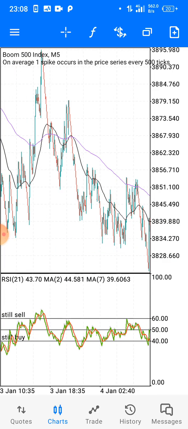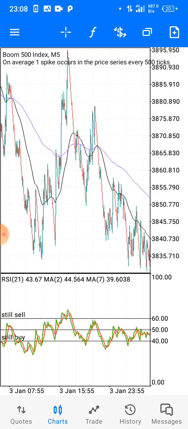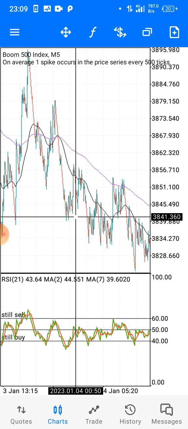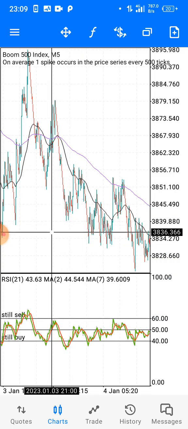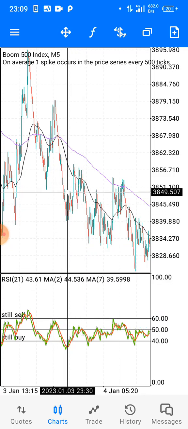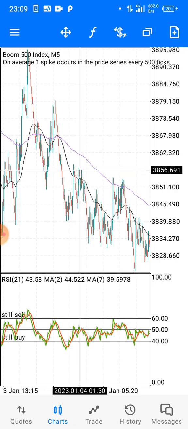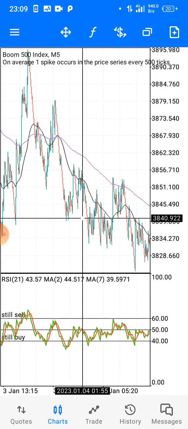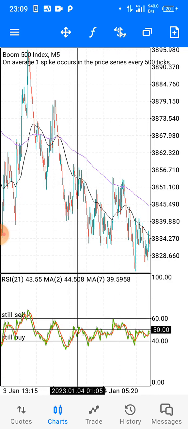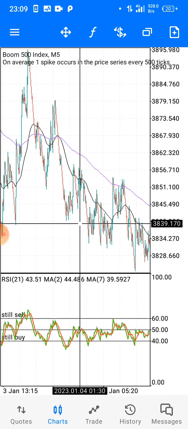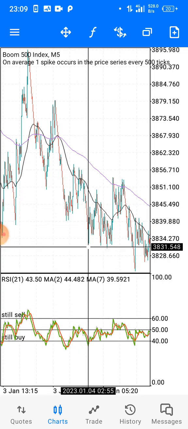This is just a general description. Most of the times, as you can see right here, when there is a pullback of the candlesticks to the 50 moving average, our RSI ends up at level 50. So when our RSI is at level 50, we enter for a sell.